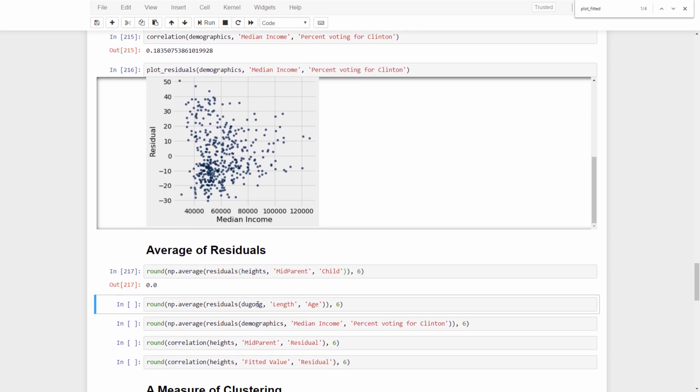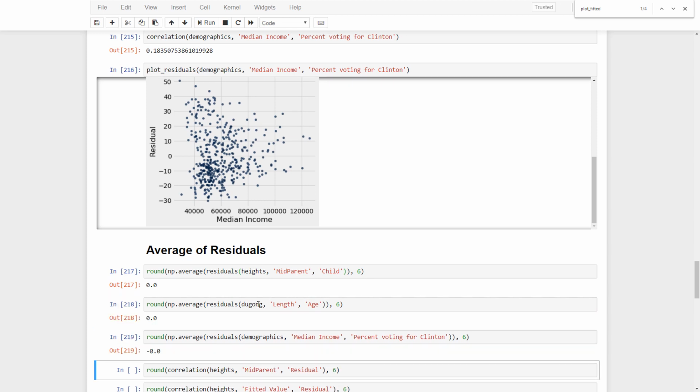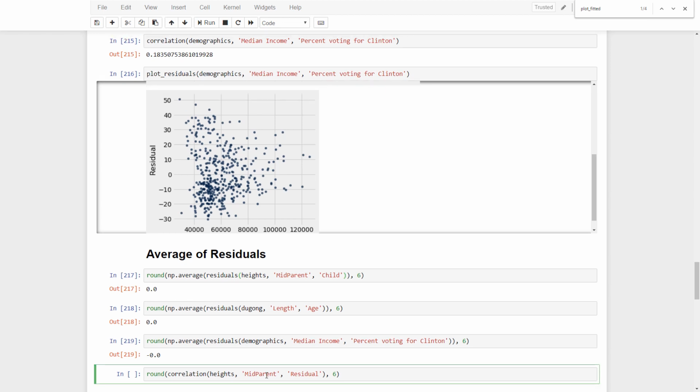So we get 0. The average of the residuals of the dugong data set, 0. How about demographics? 0. Okay. So it is a fact that the average of the residuals is always 0. When we have linear regression and we compute the residuals and then their average, as we said, some of them will be positive, some negative, they will cancel out, and the sum of the residuals will be 0, and thus the average will be 0.